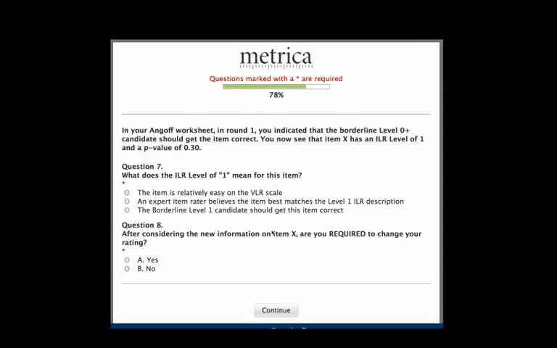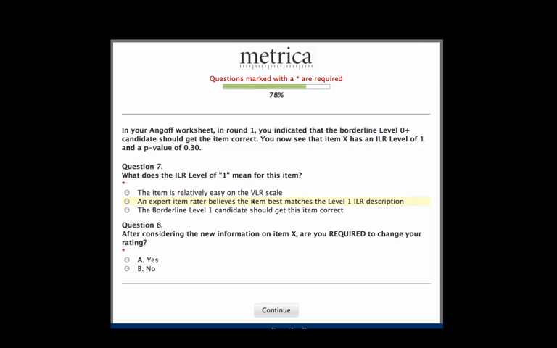Let's suppose that in your Angoff worksheet in round 1, you indicated for an item that the borderline level 0+ candidate should get the item correct. You now see that this item, let's call it X, has an ILR level of 1 and a p-value of 0.3. Well, what does the ILR level of 1 mean for this item? Does it mean that the item is relatively easy on the ILR scale? Well, actually, it's in the middle of the ILR scale.